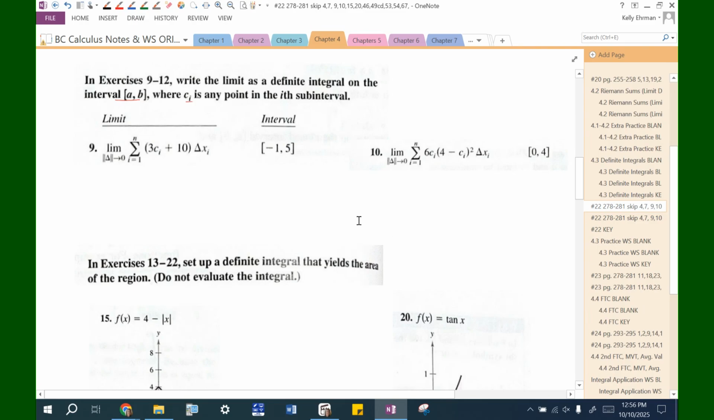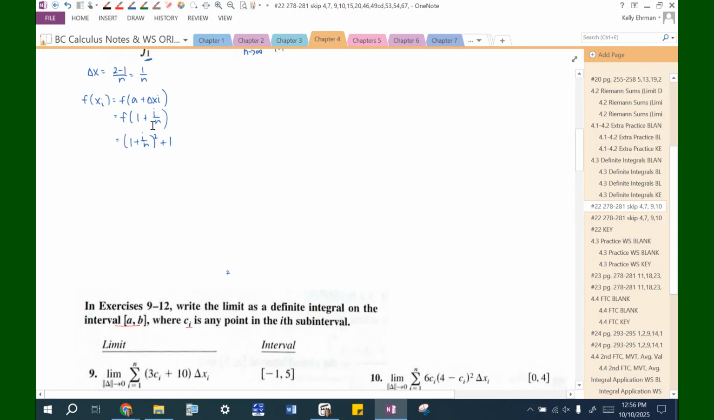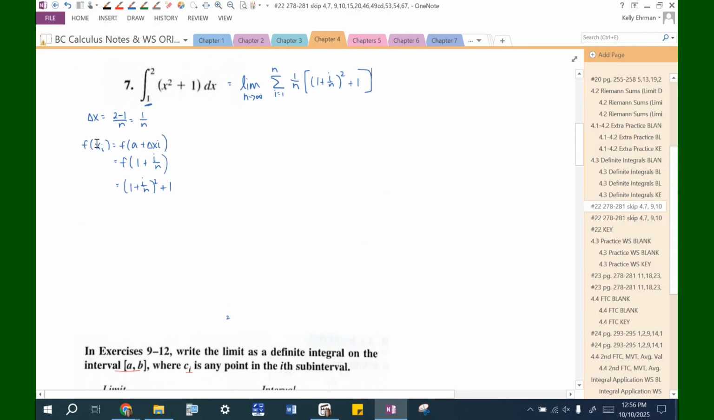So kind of along the same lines, you can see the notation in this textbook is a bit different than what we're used to seeing. It says write the limit as a definite integral on the interval a to b where c sub i is any point on the ith subinterval. So rather than what we just did, where they figure out, they're saying c sub i, I've been saying x sub i, rather than figuring out what that expression actually is, they're just leaving it as x sub i.